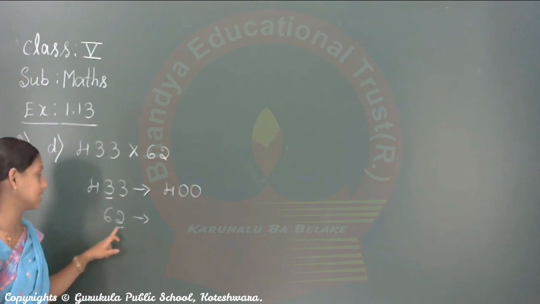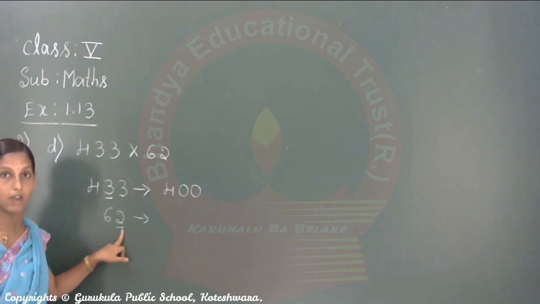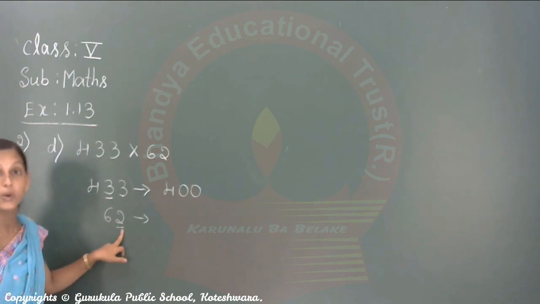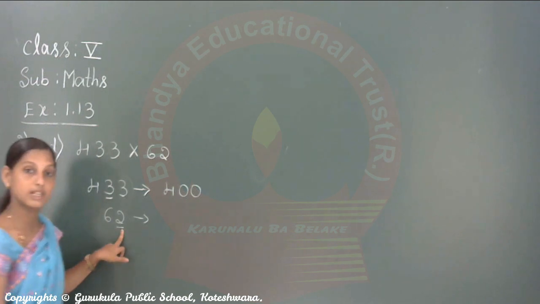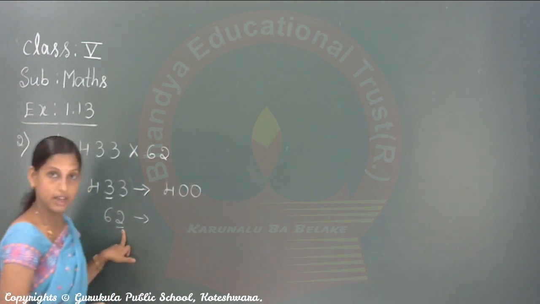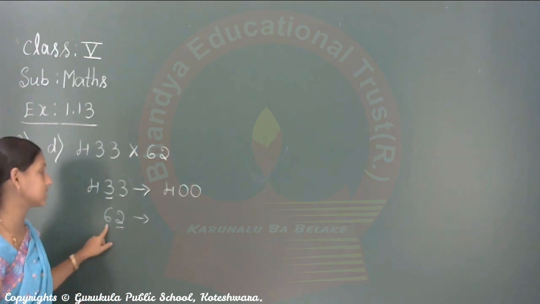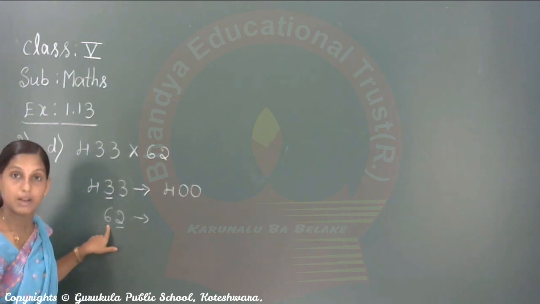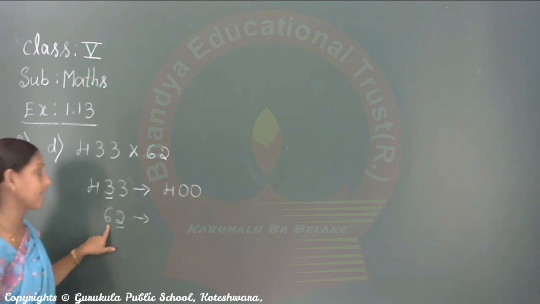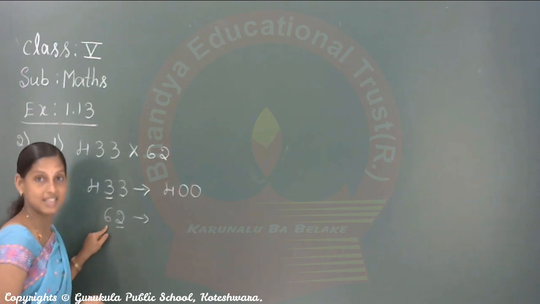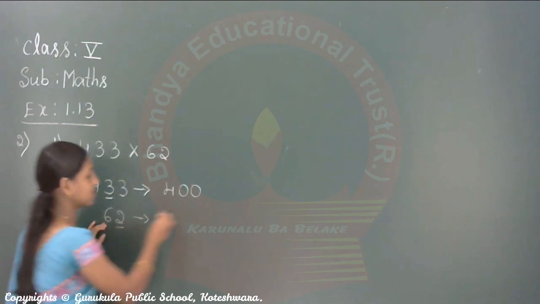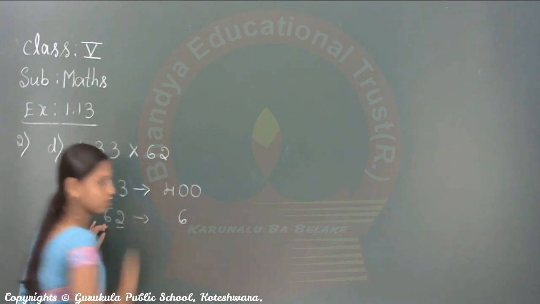Is the ones place less than 5? What is there in the ones place? 2 is there. 2 is less than 5. So less than 5 means keep the tens place as it is. No need to add anything. Keep the tens place as it is.